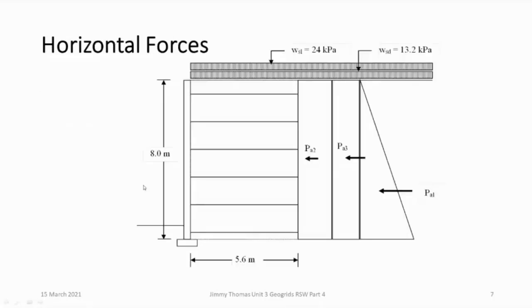First, we'll consider the horizontal forces. Here I've shown a simple sketch. There will be active earth pressure due to the retained fill, which I have called PA1. This is the active earth pressure applied by the retained fill, and it will have a triangular distribution. Then there are two UDLs actually. One is due to dead load surcharge, which will be PA2, with a rectangular distribution. Then due to the live load surcharge, PA3.